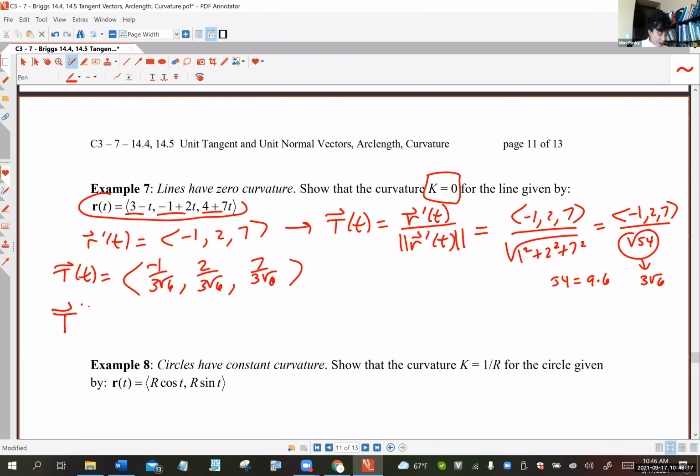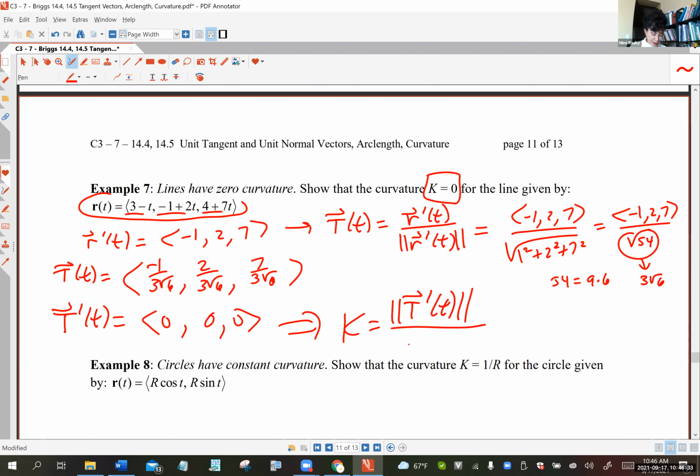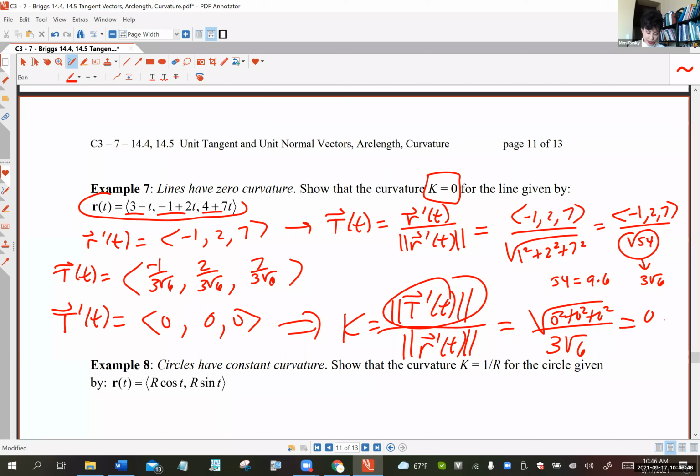So now go get big T prime. Well, the derivative of a constant is 0. So it looks like big T prime is the 0 vector. So now curvature K is going to be the magnitude of big T prime divided by speed. And we already know what speed is. That was the square root of 54. I'll just rewrite it as 3 square root of 6. But this is just going to be the square root of the sum of the squares of a bunch of zeros. And your final answer is 0. And that's what we needed to prove. And that works for any line, just because of the nature of lines.